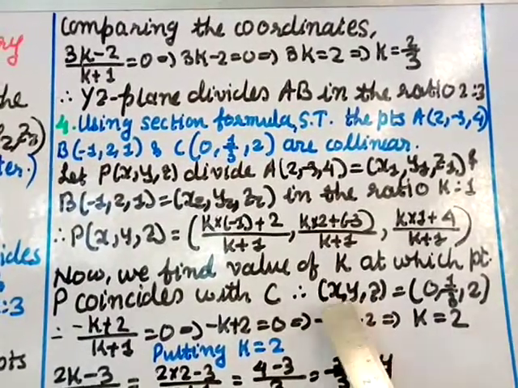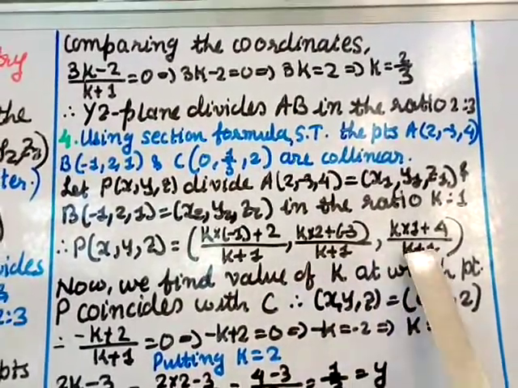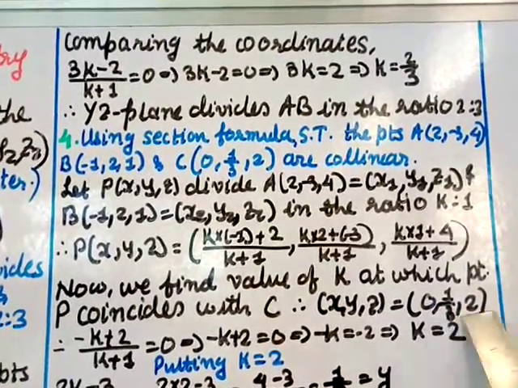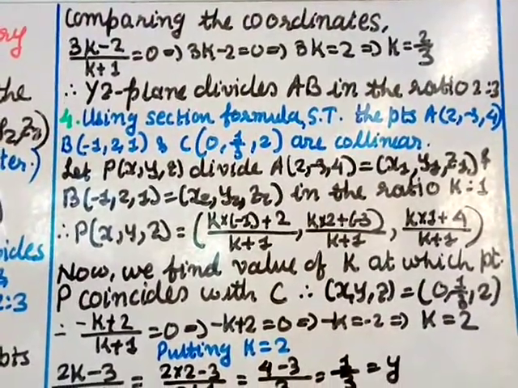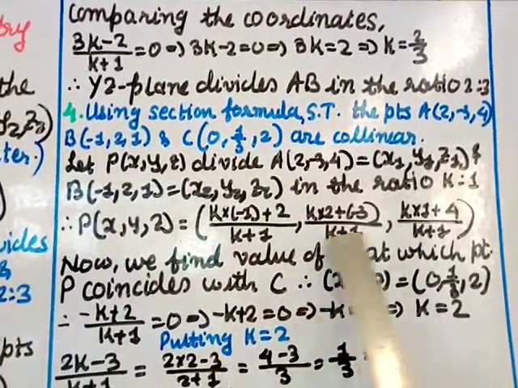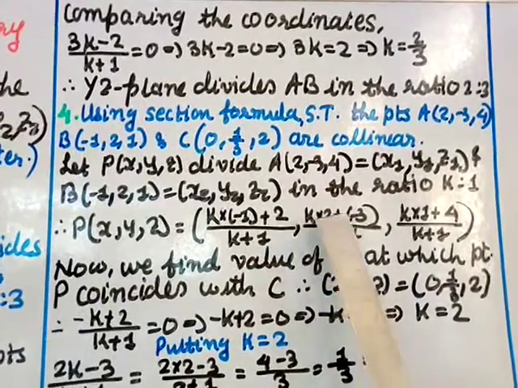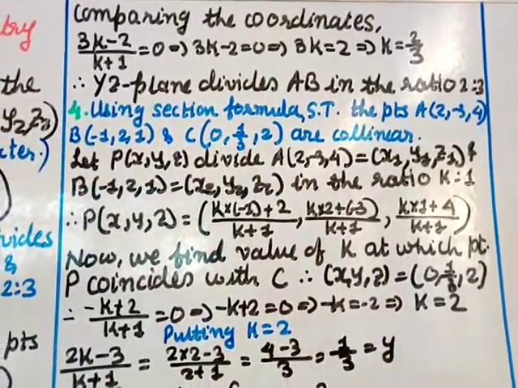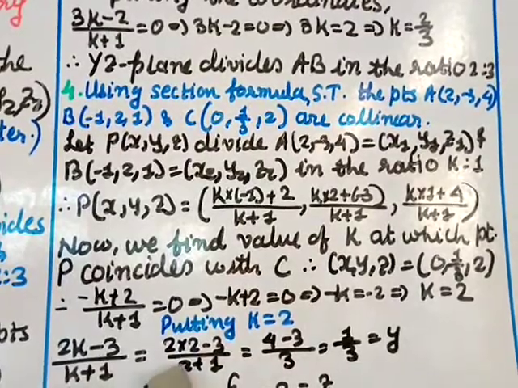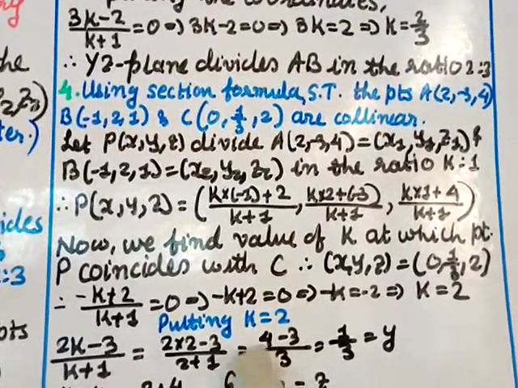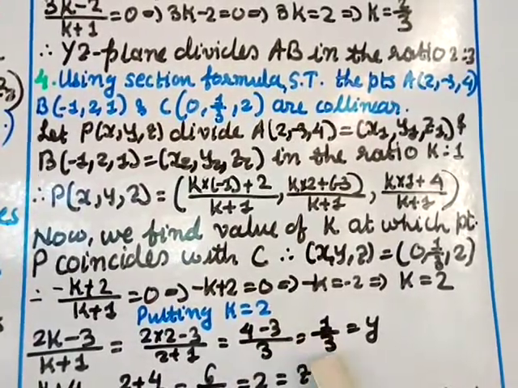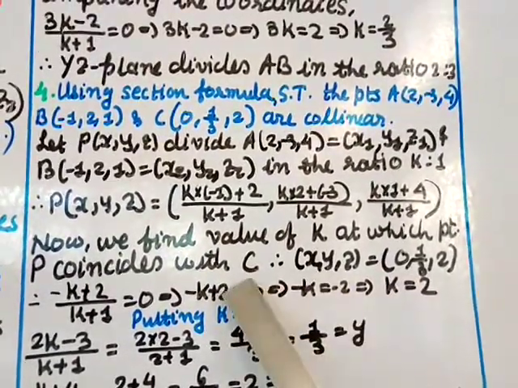Now we shall check the y and z coordinates. For the value of k equal to 2, if it comes to be the y and z coordinates of C, then we can say that P and C are the same point. Okay, so putting k = 2 in these two values. So here (2k - 3) divided by (k + 1). Put k = 2. So 2 into 2 is 4, minus 3, divided by 2 + 1 is 3. 4 - 3 is 1, divided by 3, and this is nothing but the y coordinate of point C.